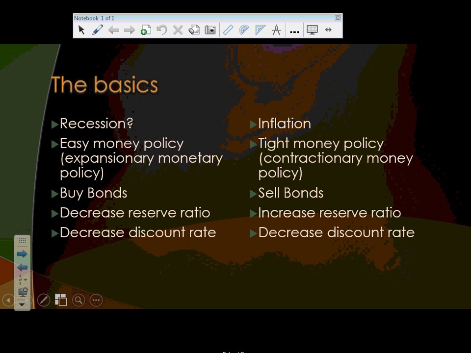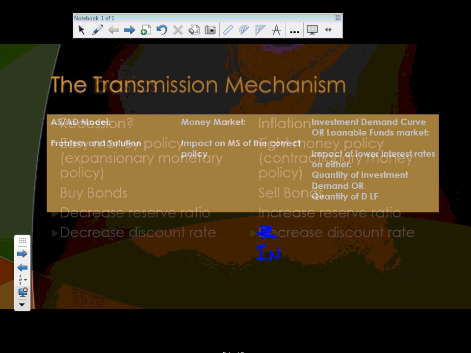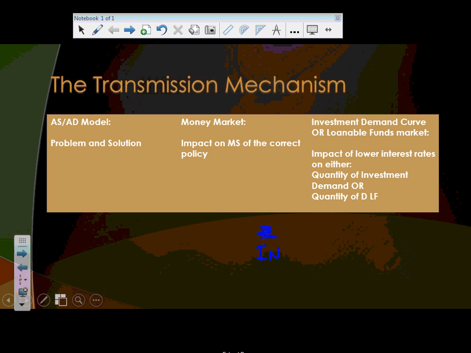If it's a recession, the Fed would implement easy money policy. They're going to buy bonds, decrease the reserve ratio, and decrease the discount rate. If the problem is inflation, we use a tight money policy, which involves selling bonds, increasing the reserve ratio, and increasing the discount rate. All right, so here's the basic idea.